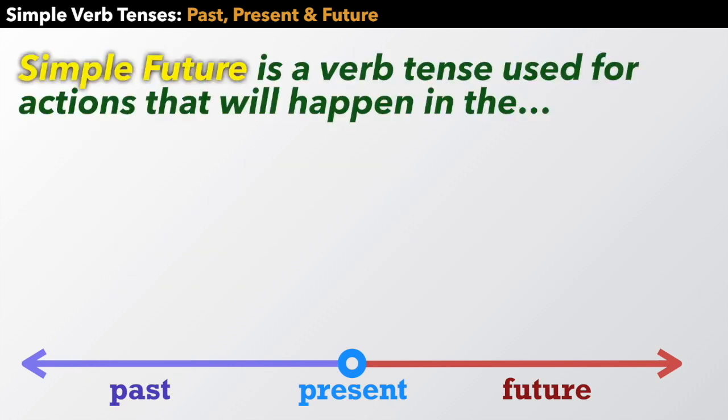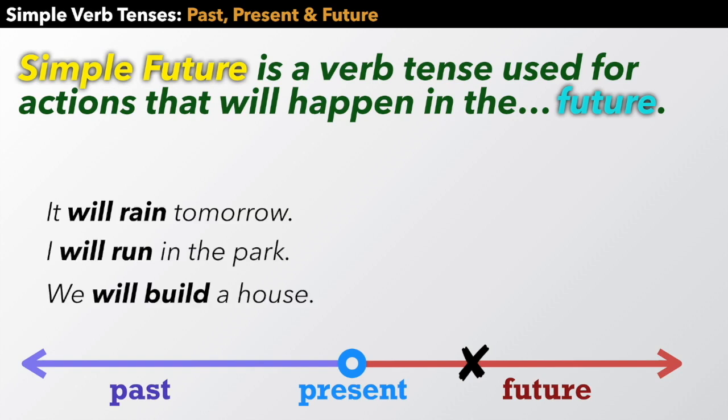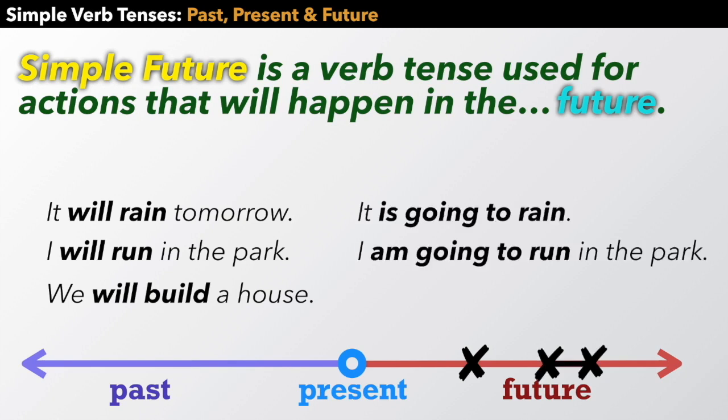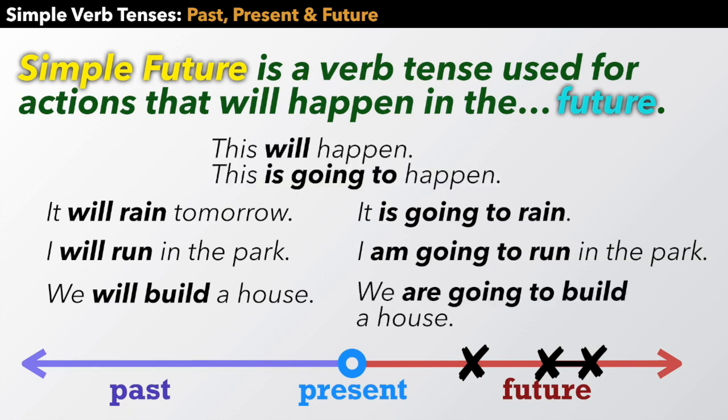Simple future is a verb tense used for actions that will happen in the future. It will rain tomorrow. I will run in the park. We will build a house. You can add will to make a simple future sentence, or you can add be going to. It is going to rain. I am going to run in the park. We are going to build a house. Both will and be going to mean a simple future sentence.